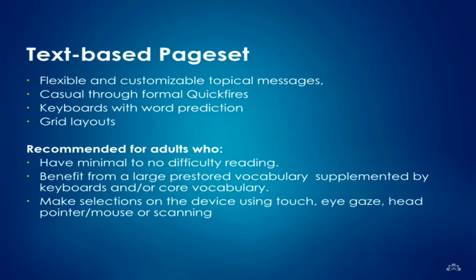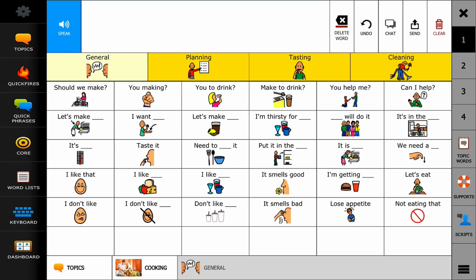And so here we have, it's recommended for adults with good reading skills who can benefit from that pre-stored text vocabulary. And there's a wide variety of options for selections with this one, so different access methods. Now the page set that I'm showing you now is called the All Access page set. This is one of the newer page sets that came with the introduction of Compass 2.0, which is the most recent version at this point.